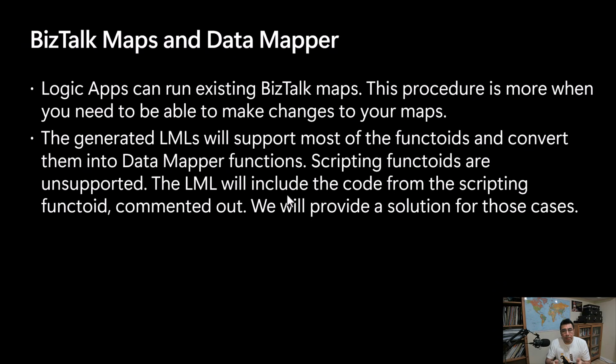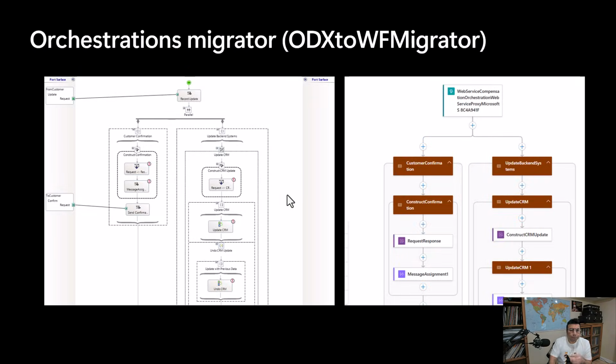If you want to make changes, then it's better if they are available in the data mapper. The generated LMLs will support most of the functoids, as I said, and convert them into the data mapper functions. Scripting functoids are unsupported, and the LML will include the code from the scripting functoid commented out. So then you will have a chance to create a local function, and then we will provide a solution for those cases very soon as well.